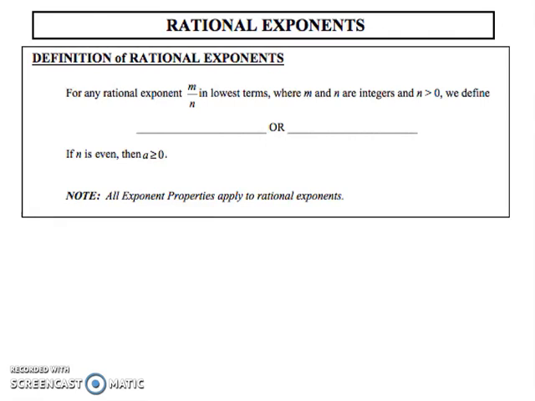This is Precalculus section 1.2, day 3 notes. Today we're going to continue talking about rational exponents.